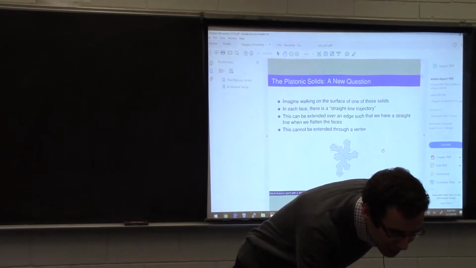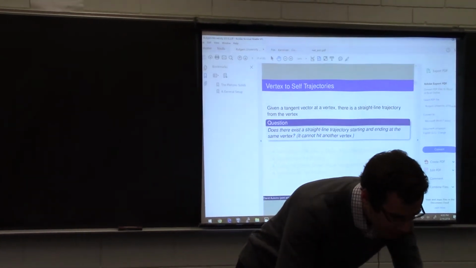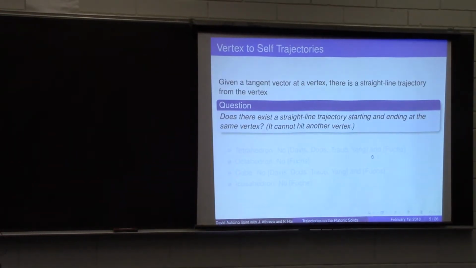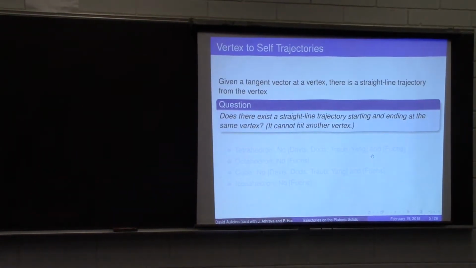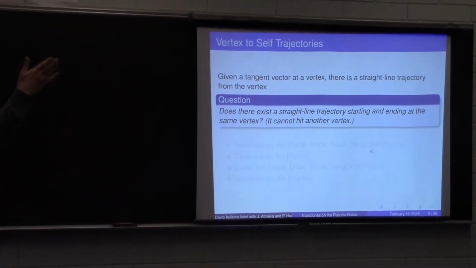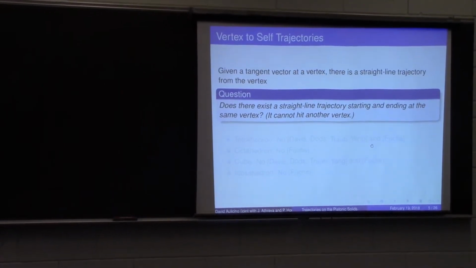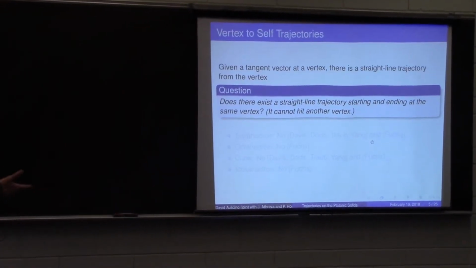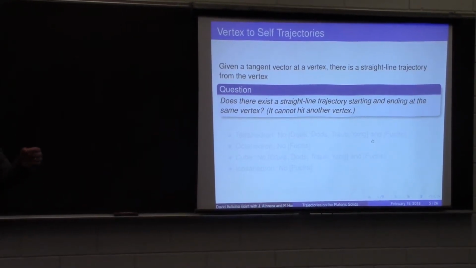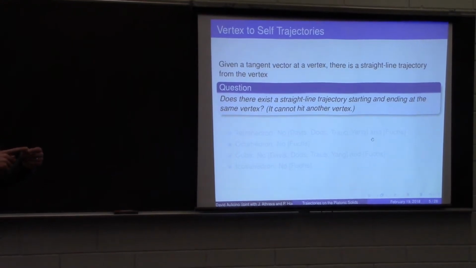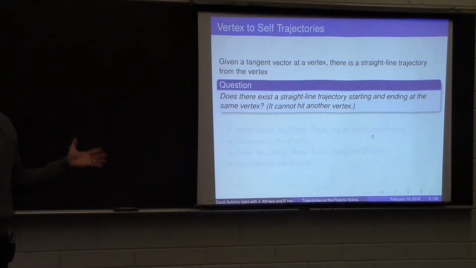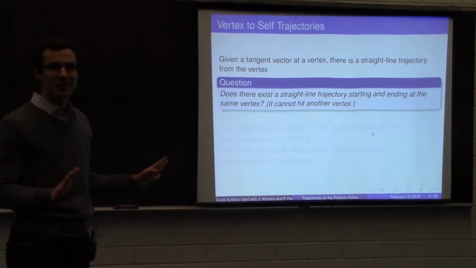Okay, so yeah, that's what we need to know there. So here's a new question. While we can't continue a trajectory through a vertex, we can start at a vertex, and if we're given a tangent vector, we can just consider the trajectory coming out of that vertex with that tangent vector. And so consider that straight line trajectory, and the question is the following. Starting at that vertex, can I come back to that vertex without hitting another vertex first? Okay, so hopefully that makes perfect sense to everyone.